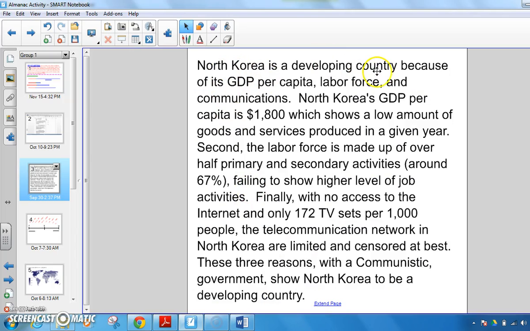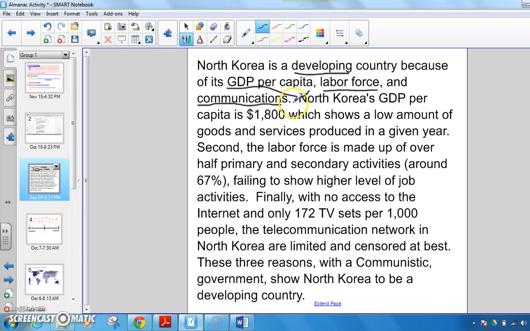North Korea is a developing country because of its GDP per capita, labor force, and communication. So notice here, I'm going to write on this just a little bit for you all. Not only did I say that it was developing, but I gave the reasons why. And I'm going to ask you to do that same thing for your topic sentence. Bayesian, these lines aren't straight. Just deal with it. Writing on a computer is a pretty tough thing.